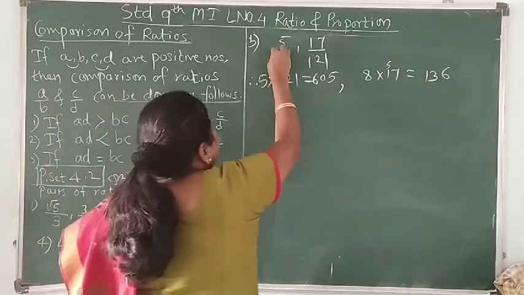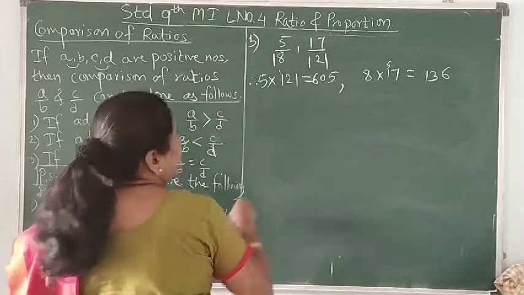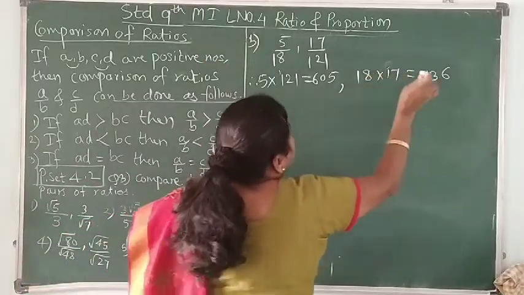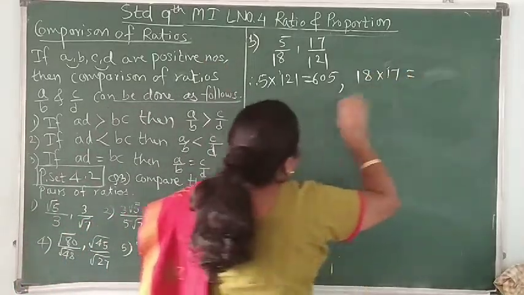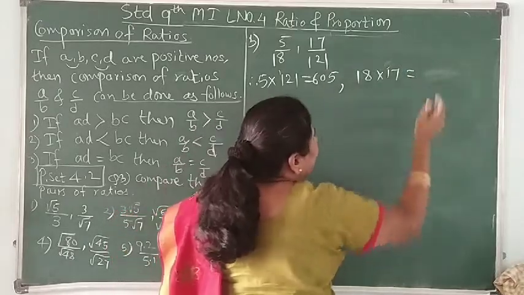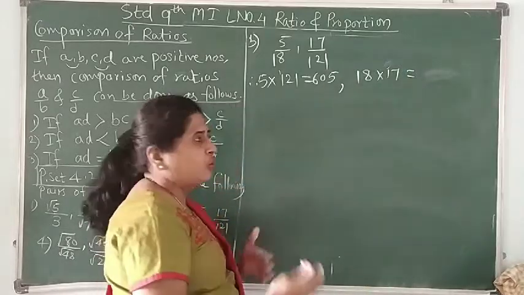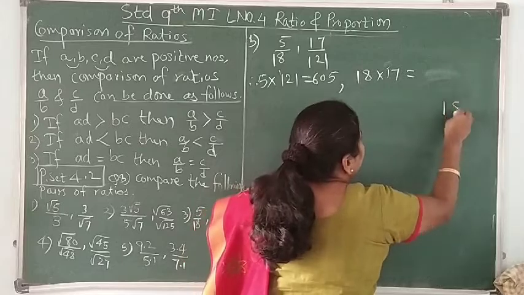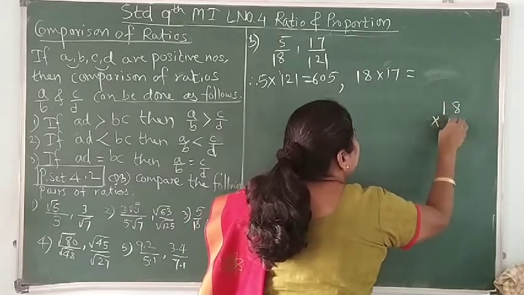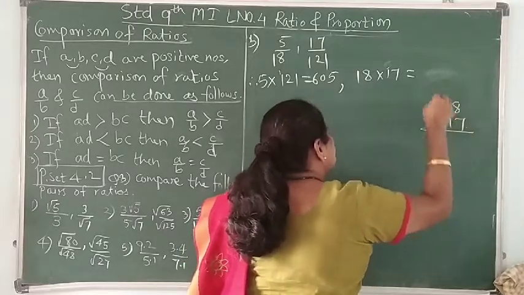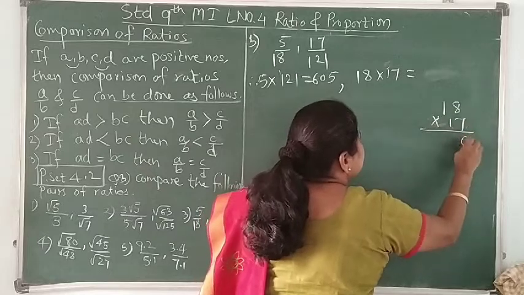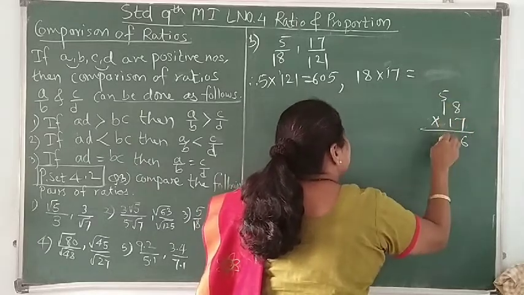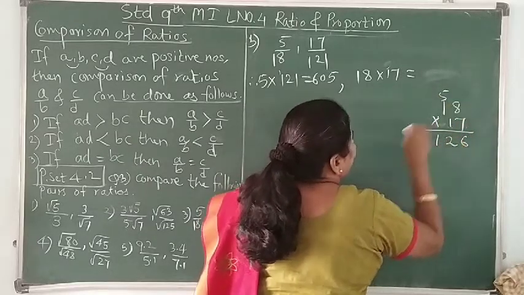So I think here the number is 18, not 8, 18 into 17. So let's take the product of this 18 into 17. If you know table of either 18 or 17, you can go. Otherwise, if you don't know table, you can multiply this by ones by 7 and ones by 1. 7 8s are 56. 7 ones are 7 plus 5 is going to be 12.